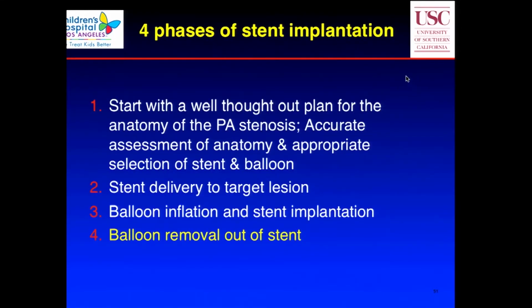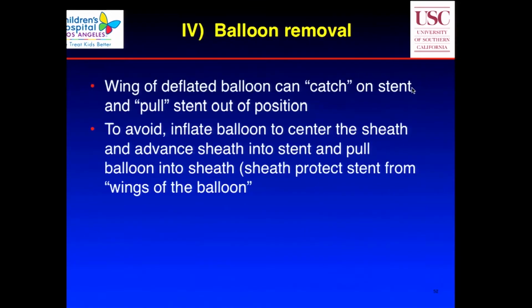All right, the last phase is removing the balloon. I always say it's not over until it's over. Just because the stent is in good position, it's not over yet. It's only over after you pull everything out, and things can happen there too. I've seen a lot of times people will inflate the stent, take down the balloon, and just pull it right out. Well, we know that the wings of the balloon are not in low profile after you inflated it. So the wings of the balloon can actually pull the stent back. So you have to be really careful.